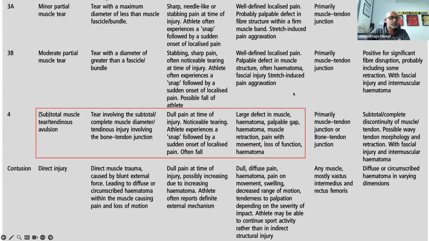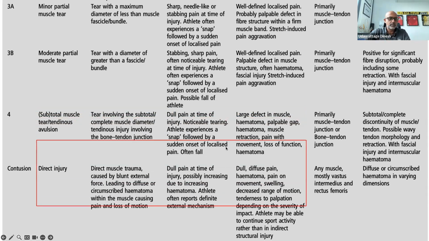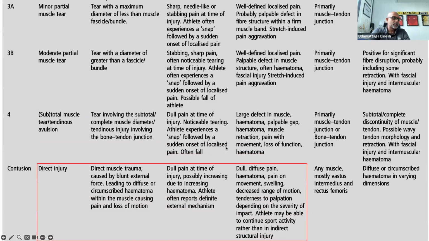So they have the 3A, 3B as the mild and moderate, and then the significant, the bigger tears they put as grade 4. So much more extensive injury. There's pain even when they're not doing anything, and there's a significant defect in the muscle as well. And lastly, they put as an added thing the direct injury, so the contusional. So when somebody's had a direct impact on it, they've put this as the last category.